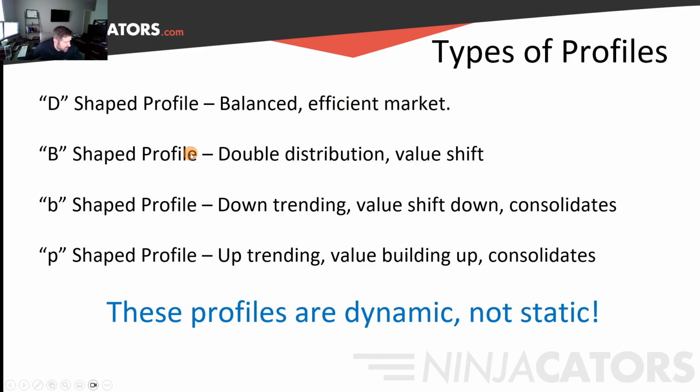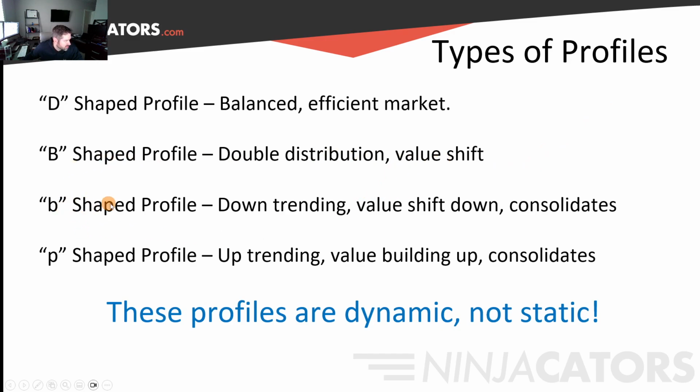Then you've got your B-shaped profile, or your double distribution profile, where you can watch value shift from low to high or high to low. What you're really looking at when you see that is accumulation, then distribution, but people call it double distribution, whatever the case is, depending on whether you're accumulating up top and price is shifting lower, or accumulating from the start and then price is shifting higher. You got your B-shaped profile, okay?